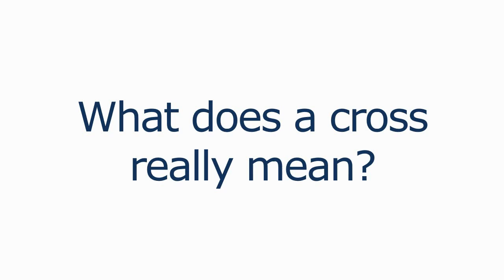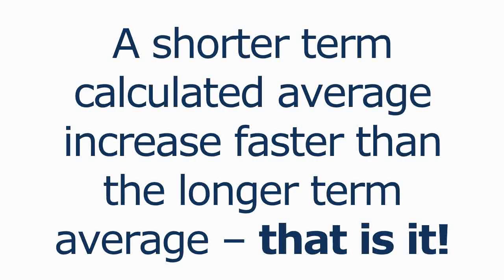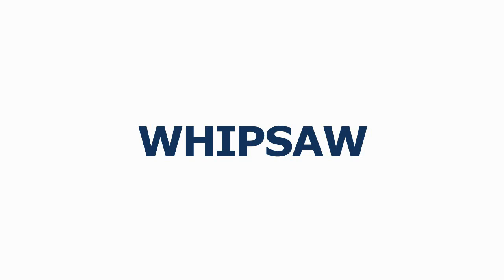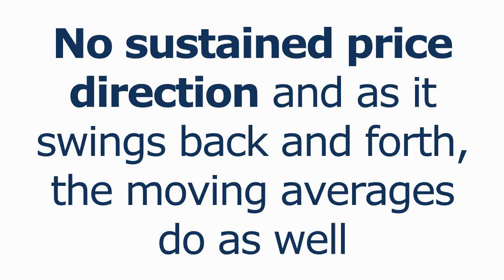So what does it mean? All we're seeing is a shorter-term calculated average increase faster than the longer-term average, and there's no edge in that. And one of the main issues when using moving averages as your buy and sell signals is the problem of whipsaw. Whipsaw occurs when price action does not have a sustained direction, and it swings back and forth. And so will the moving averages as they cross.